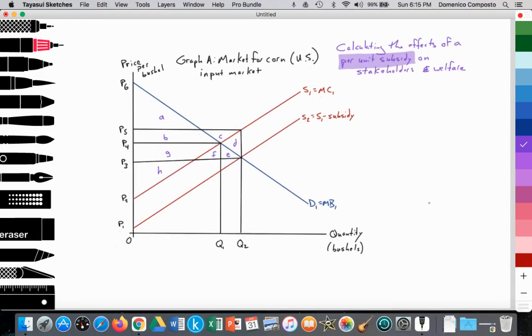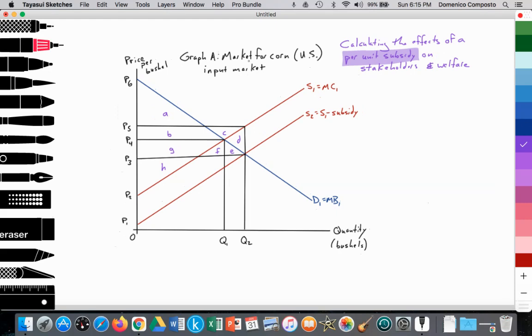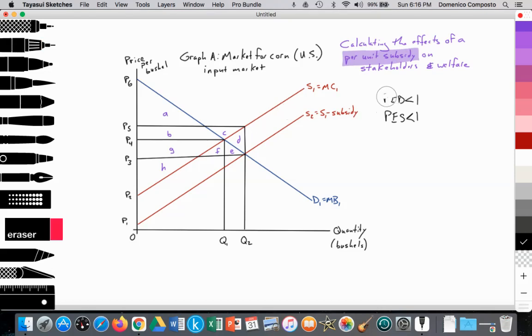Using the example from the previous subsidy video, looking at the market for corn in the United States, we want to remember that this is an input market, and with input markets, we know that the PED, the price elasticity of demand, is inelastic. Demand is coming from food manufacturers that have no close substitute for the input that they are demanding, in this case corn. And then the price elasticity of supply, due to length of time, is also inelastic. So although the curves don't illustrate very vertical supply and demand curves, we want to keep that in mind.